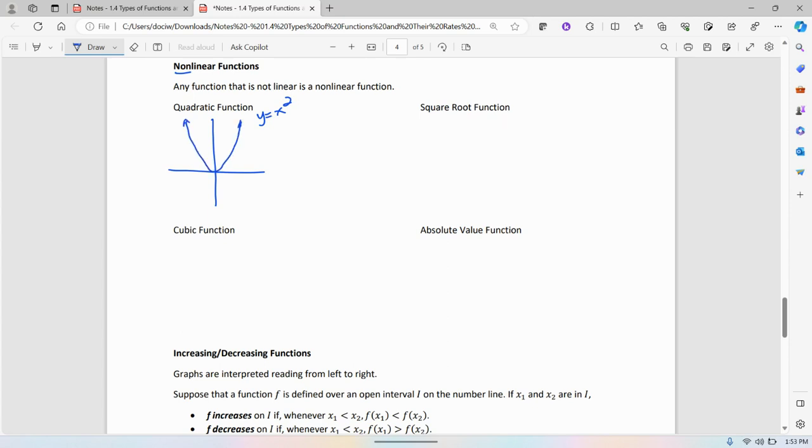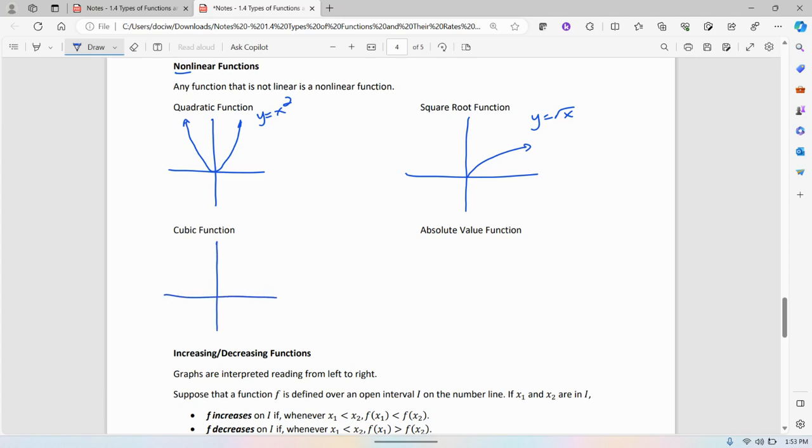Notice that that's curved. It's not linear. It does not have a constant rate of change. It is nonlinear. We're going to look at square root functions, which look like this. Again, y equals the square root of x. That curves. It's not linear. There's not a constant rate of change.